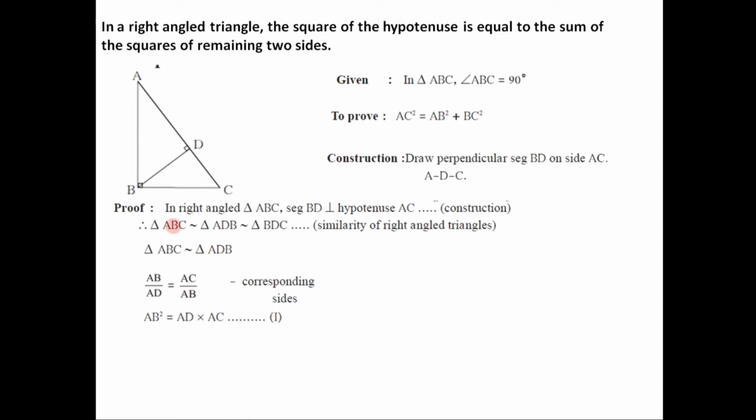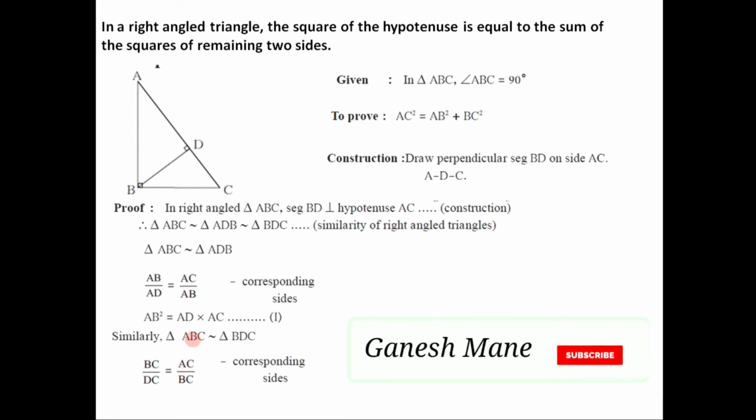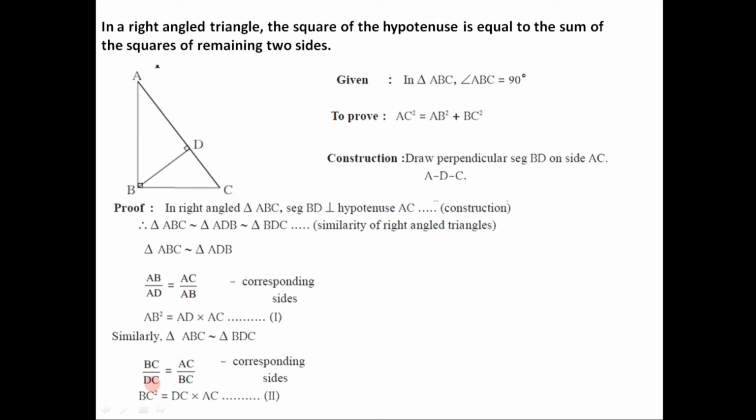In the same way, now we consider the first and the third triangle similar, that is triangle ABC is similar to triangle BDC. Here also the corresponding sides must be in proportion. If we take BC, its corresponding side is DC, and AC's corresponding side is BC. So we have BC divided by DC is equal to AC divided by BC. Again the reason is corresponding sides. Here also if we cross multiply, BC into BC, we get BC square is equal to DC into AC, equation number 2.